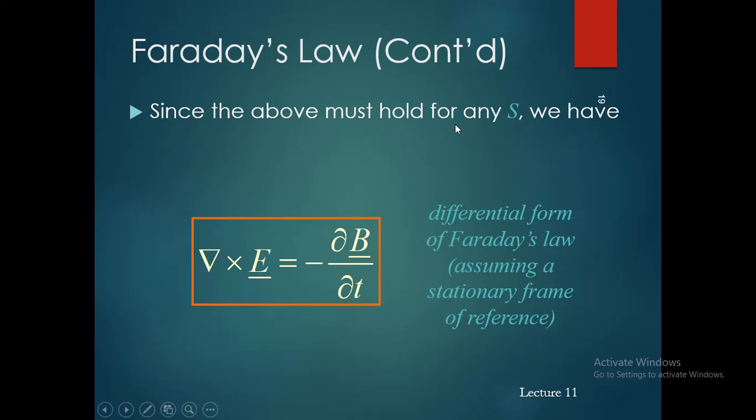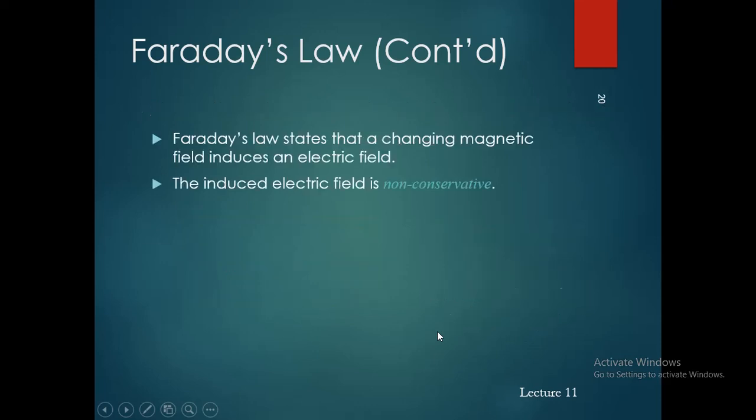Since the above must hold for any S, we have del cross E equal to minus dou B by dou t. This is the differential form of Faraday's law, assuming a stationary reference frame. Faraday's law states that a changing magnetic field induces an electric field. This induced electric field is non-conservative.